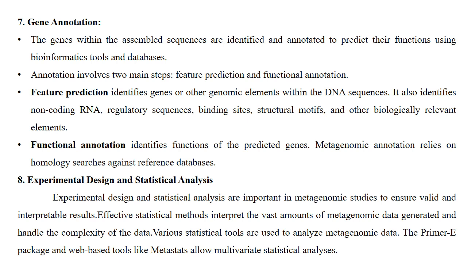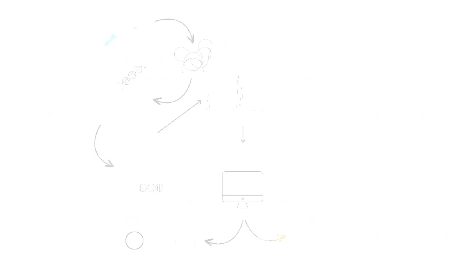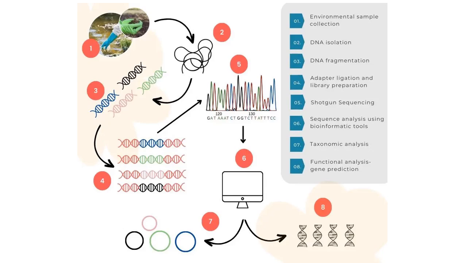Then, the eighth step, experimental design and statistical analysis. Experimental design and statistical analysis are important in metagenomic studies to ensure valid and interpretable results. Effective statistical methods interpret the vast amounts of metagenomic data generated and handle the complexity of the DNA data. Various statistical tools are used to analyze metagenomic data, such as R packages and web-based tools like Metastats for multivariate statistical analysis. This picture represents how metagenomics works.